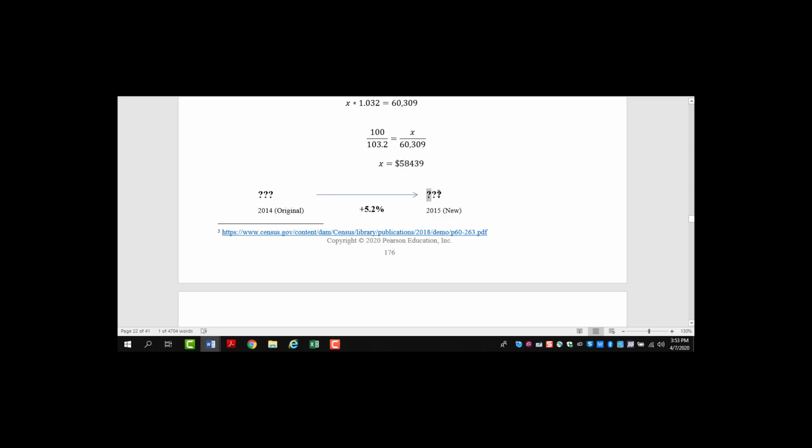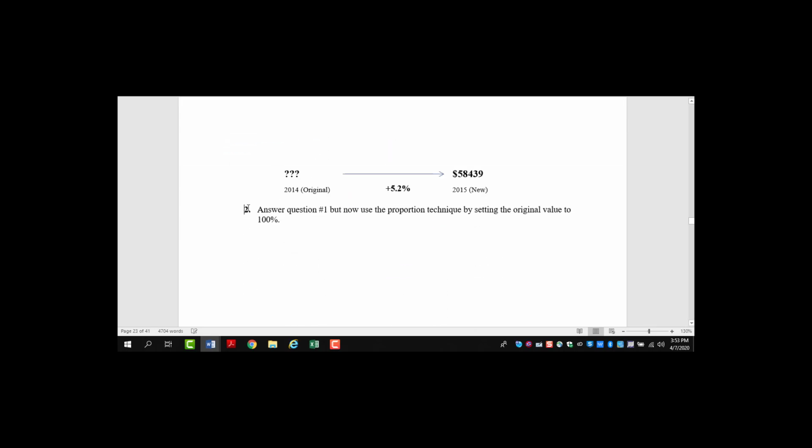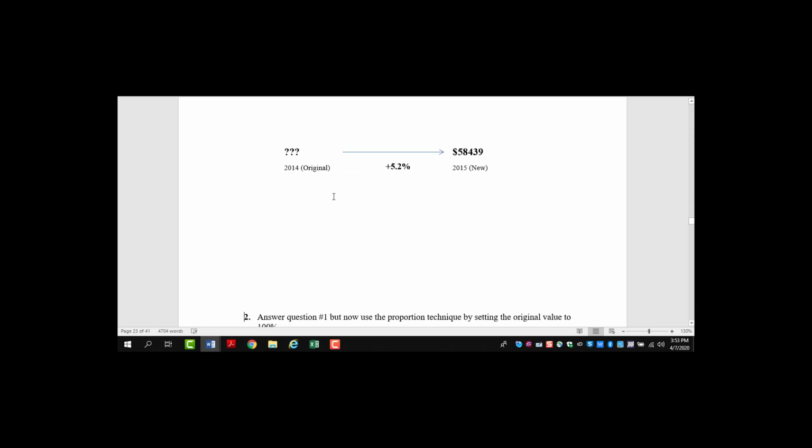That's tough. A lot of times it's just easier to set up a proportion. So let's do this one. So now we have 58,439, and I'm going to move it down here. I'm going to do this one two ways. I'm going to do this one algebraically first. There's my original number, which I don't know what it is. But if I increase it by 1 plus r, which is 1.052, that's the factor, I'm going to get 58,439.